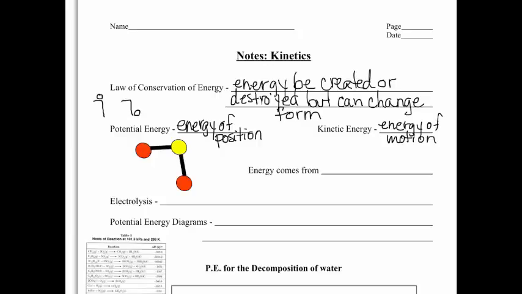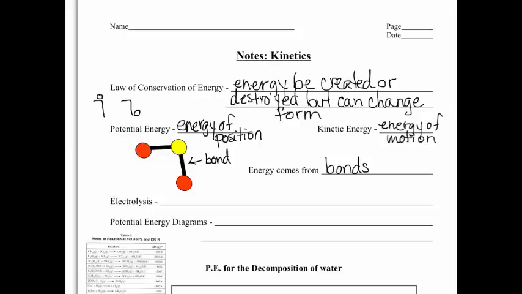So what I have here is a diagram of a water molecule. This would be an oxygen atom, and then these are the two hydrogen atoms. And the black lines actually represent shared electrons or bonds. So this is a bond between the oxygen and the hydrogen atom. And energy actually comes from the formation of bonds. So we're going to say it comes from bonds.